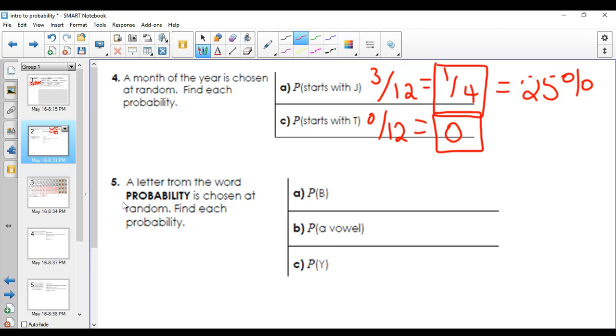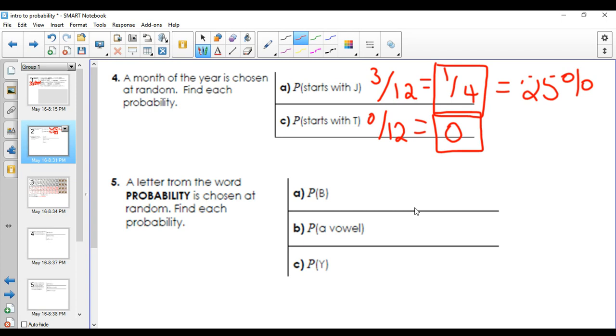Okay, next example. A letter from the word probability is chosen at random. Find each probability. Okay, I want you to pause the video, try these 3 questions on your own. The first one is the probability of choosing the letter B. Second one, probability of choosing a vowel. And then the third one, probability of choosing a Y. So pause, try those on your own. When you have your answers as simplified fractions, then press play to come back and check.